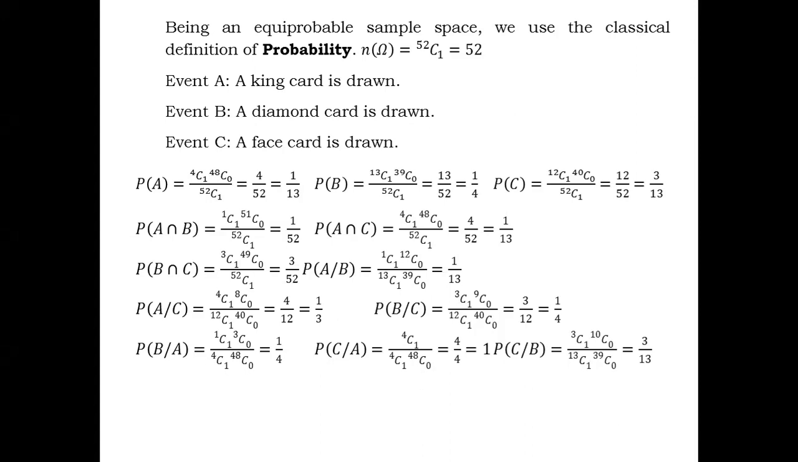And that is the reason why we are getting probability of B given C as exactly equal to probability of B. Also, probability of C given B exactly equal to probability of C, and probability of B intersection C is equal to probability of B into probability of C.